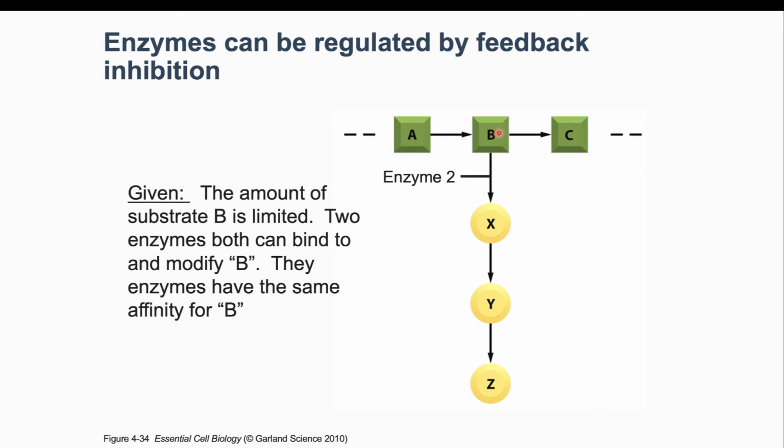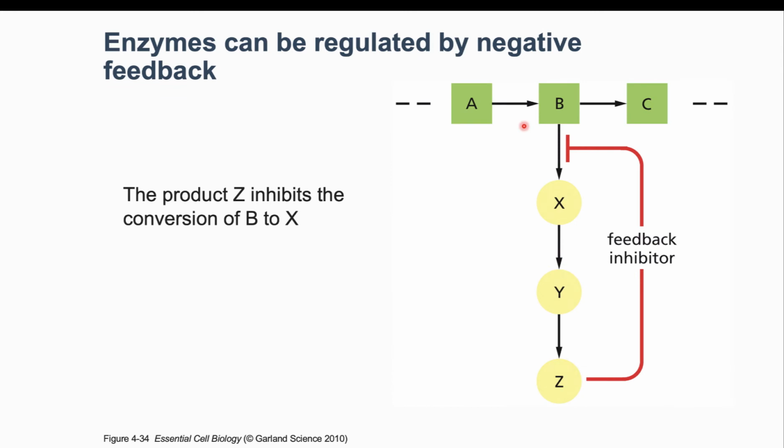But we're also going to assume that enzyme 2, and we'll call this enzyme 3, have the same affinity, or the same likelihood of binding to the substrate B. And so under normal circumstances, the amount of C and X produced is about the same. However, we're going to look now at a situation where one of the metabolites affects its own production. So here we have the metabolite Z. A is converted to B, B to X, X has an enzyme that converts it to Y, and Y has an enzyme that converts it to Z.